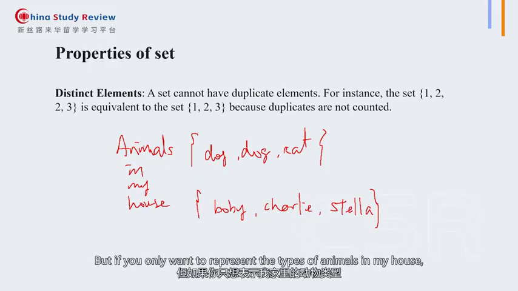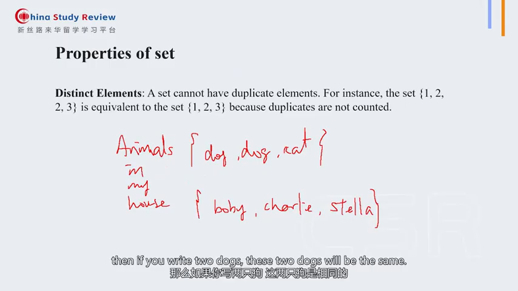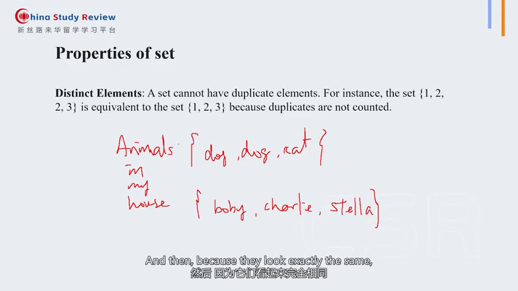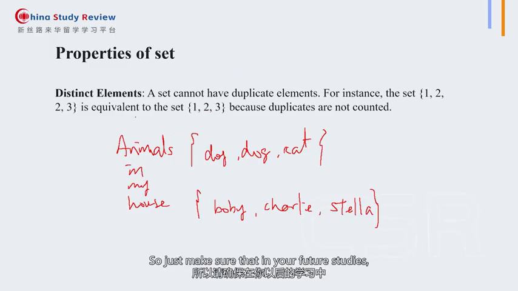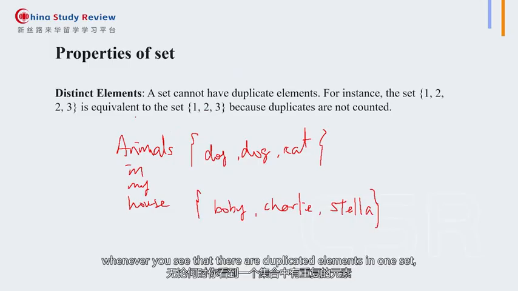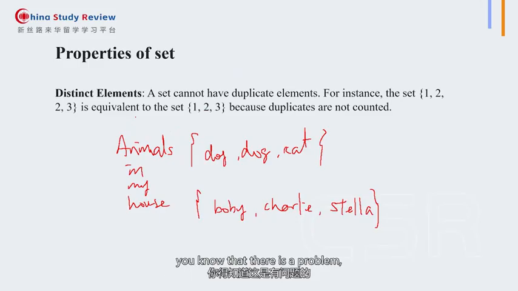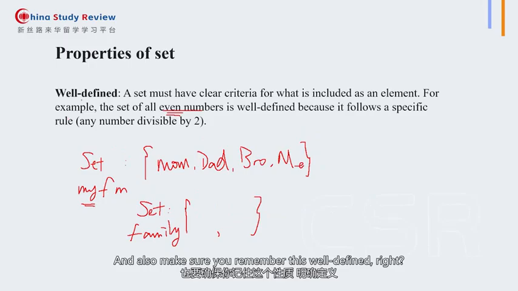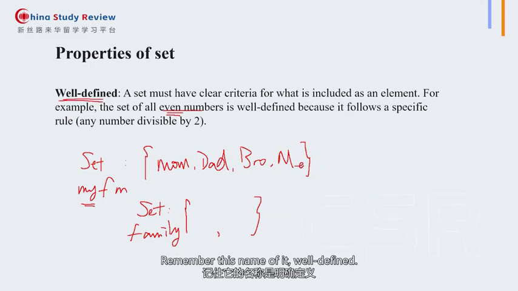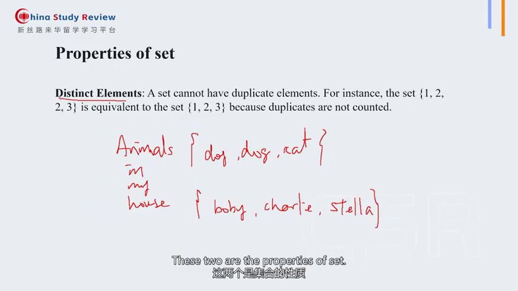But if you only want to represent the types of animals in my house, then if you write two dogs, these two dogs will be the same. Because they look exactly the same, they are the same element, so the duplicates are not counted. Make sure that in your future studies, whenever you see duplicated elements in one set, you know there is a problem because it violates the property of a set. The property's name is distinct elements. Also remember the name well-defined. These two are the properties of a set.